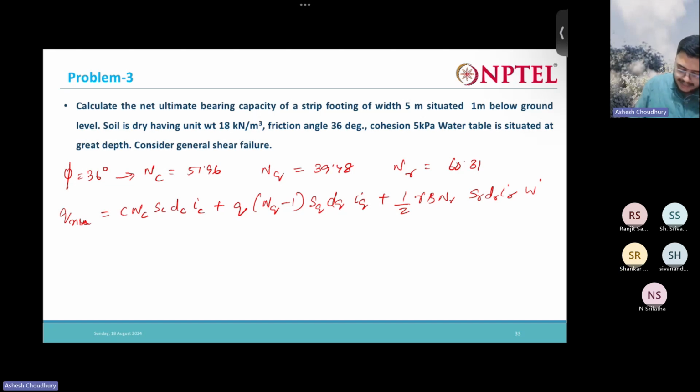Now N_c, N_q and N_gamma we got. Now load is vertical, so i_c, i_q, i_gamma will be 1. Now what about d_c, d_q and d_gamma? What will be s_c, s_q and s_gamma? For strip footing it is 1. So s's are 1, i's are 1. Now what about d_c? What is d_c?